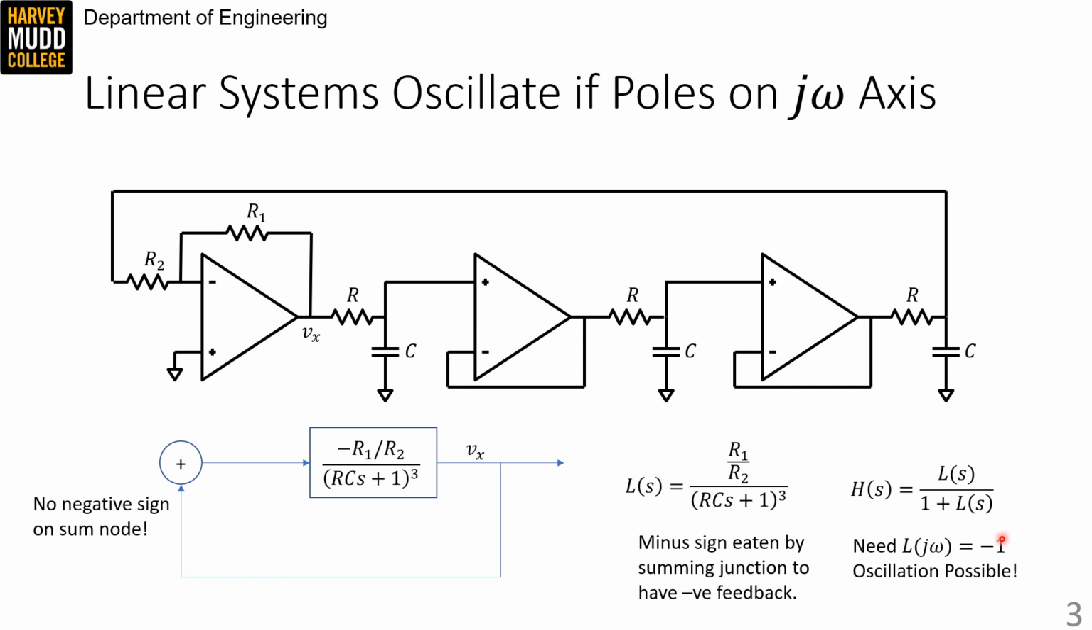We have 3 poles, so that means we can get a phase of up to -3 pi over 2, and we can pick some frequency where the total phase is -pi. Then you just pick R1 over R2 to make sure your total magnitude is equal to 1. So yes, we can make this oscillate. We can achieve getting L of j omega equals -1.